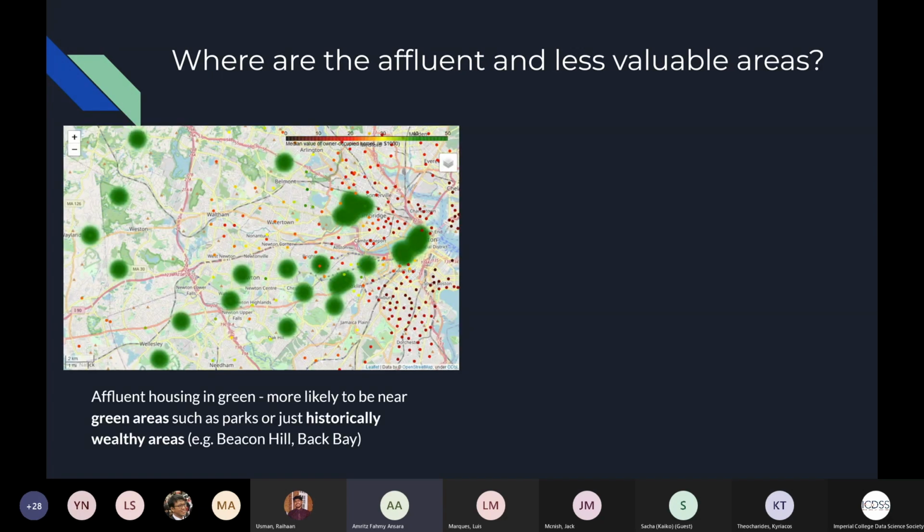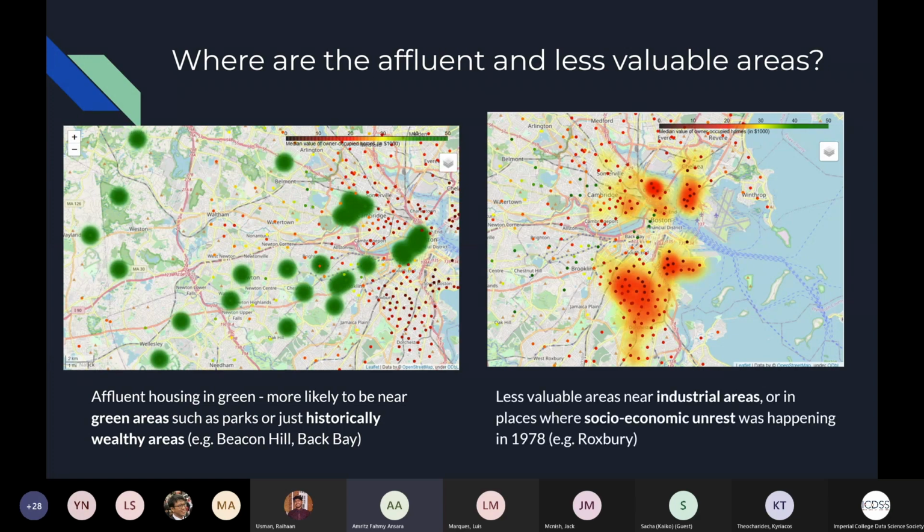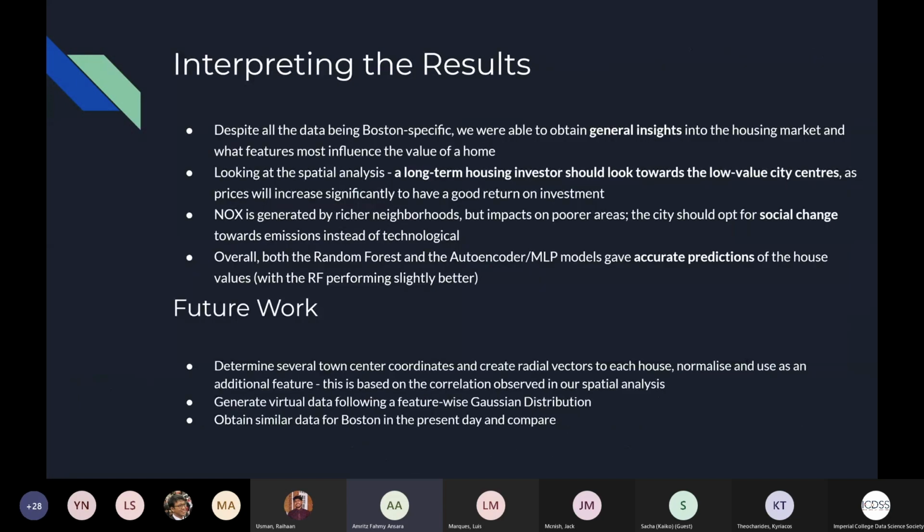Now, a close-up view of where these areas are. Richer places are near green areas or wealthy areas such as Beacon Hill and Back Bay, while the less valuable areas are near industrial places or where socio-economic unrest was happening, leading from the desegregation of public schools in the 1970s. Next slide, please.